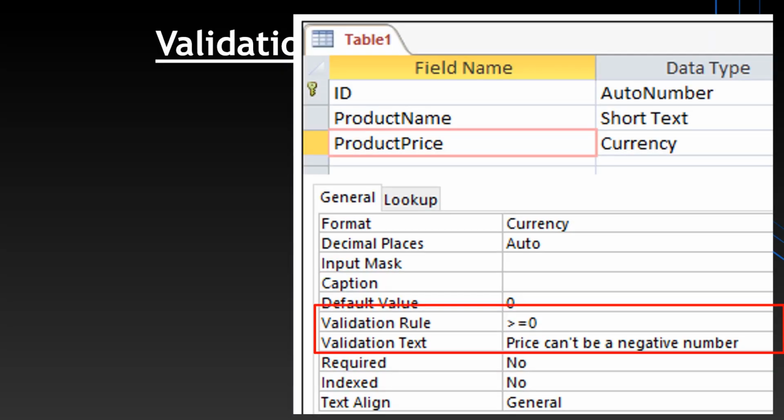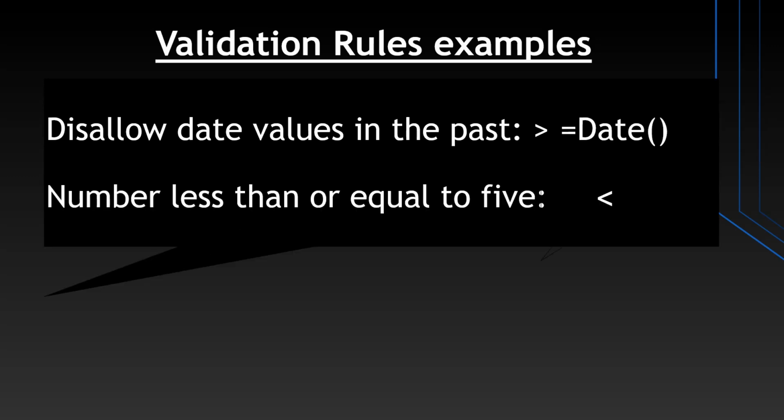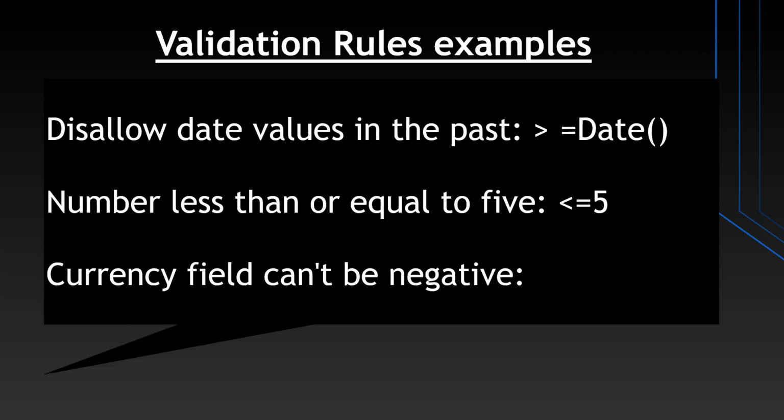Let's take another look at validation rules. To only allow dates that are greater than today, you use the formula for today's date, which is equals Date, open and closed bracket. So values greater than or equal to today are allowed. Example 2, numbers less than or equal to 5. Values that cannot be negative must be greater than or equal to 0.